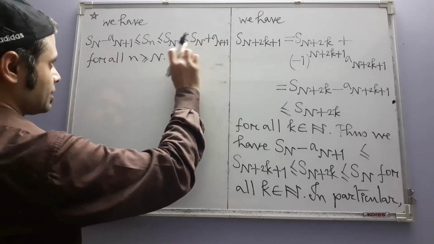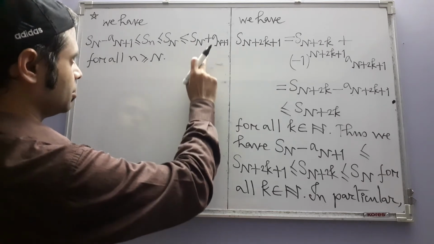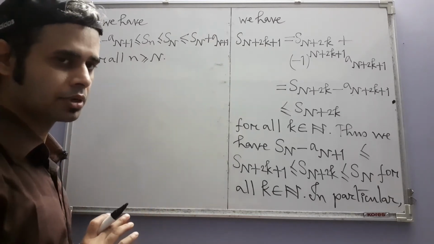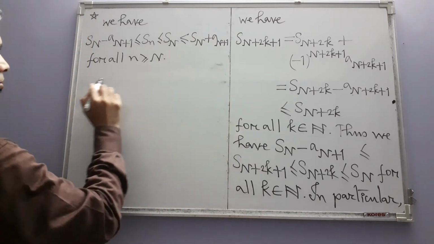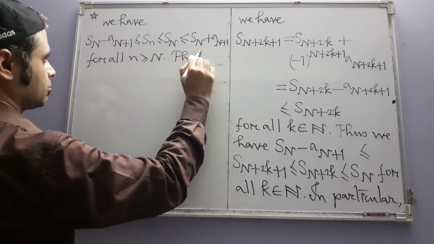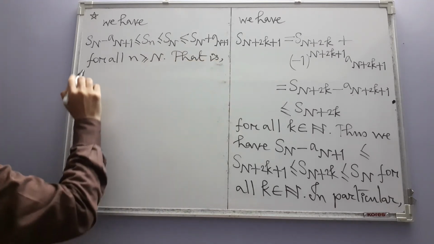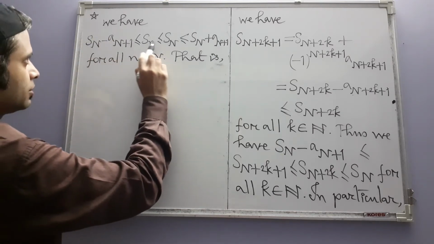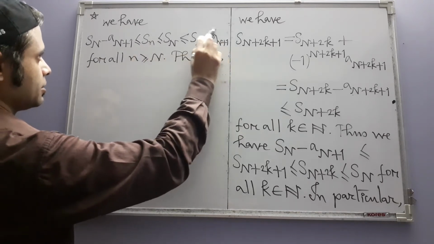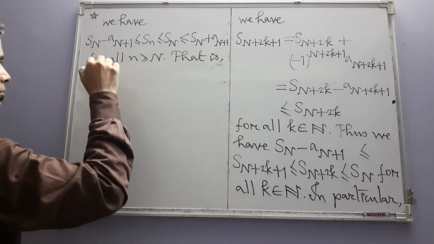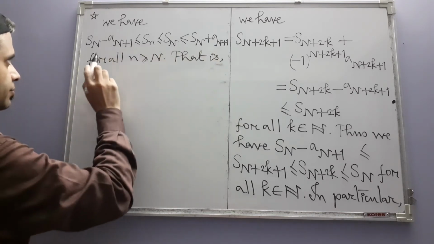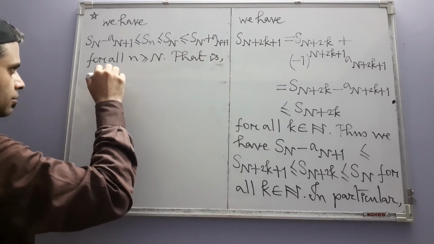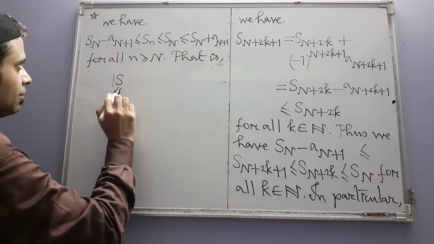And where is this last inequality coming from? It is true because of the fact that a_{N+1}, this last term, is a non-negative real number. Now look at this extreme term, this middle S_N, and this extreme term. So that inequality involving this one S_N and this one, those inequalities are equivalent to this.